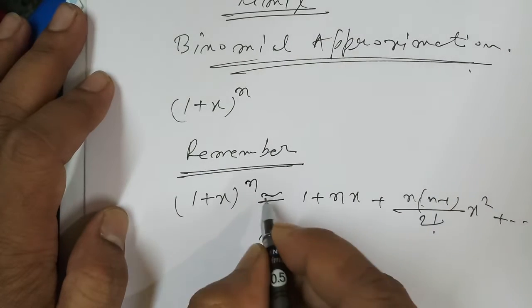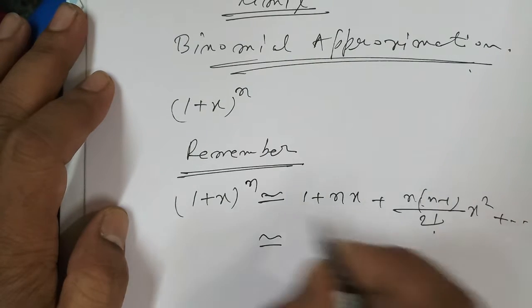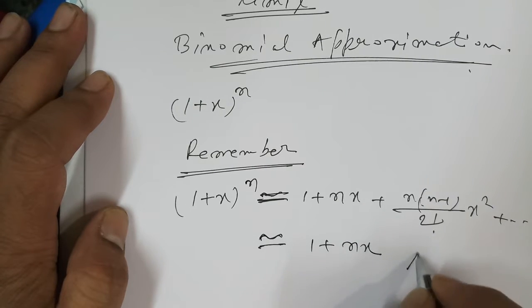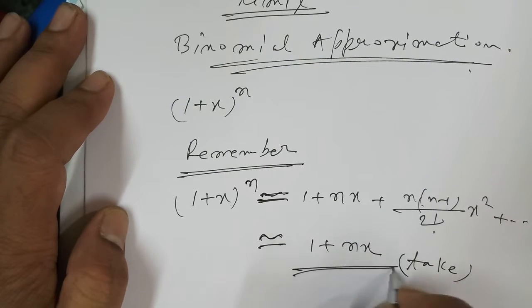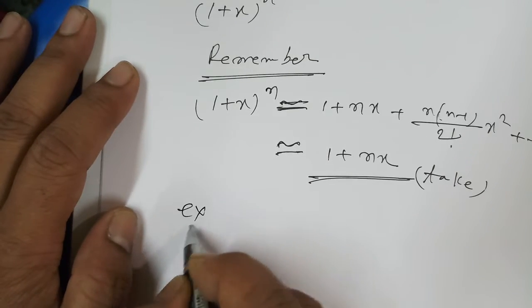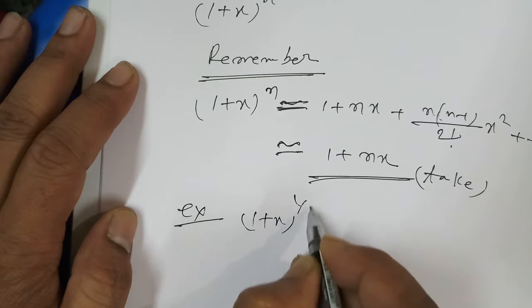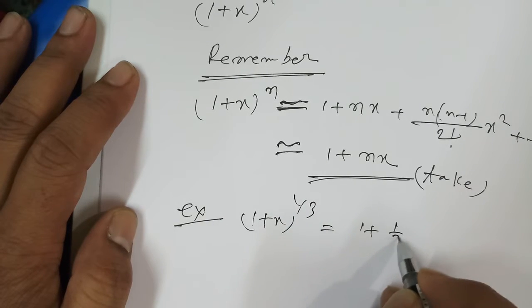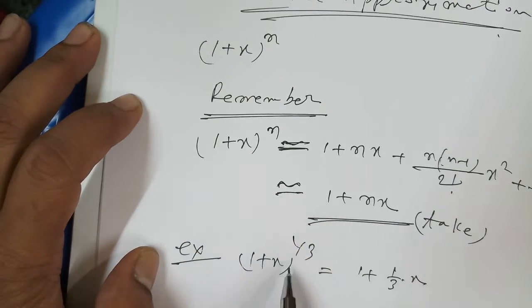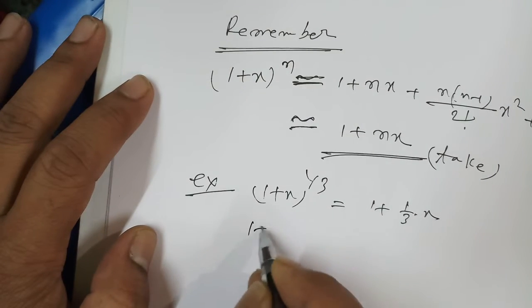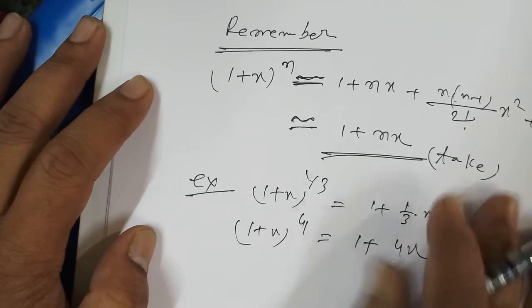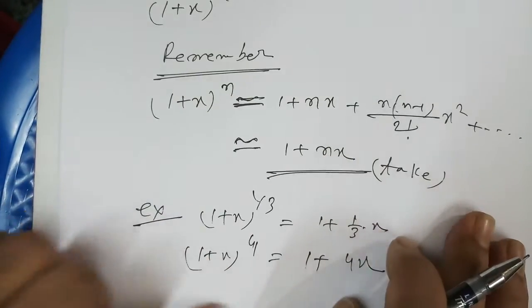And this is an approximation: up to infinity, you can say the approximation is 1 plus nx. You can take (1 plus x) power n as 1 plus nx. As for example, if you have (1 plus x) whole to the power 1 upon 3, then this is 1 plus (1/3)x, just multiplied according to nx. And (1 plus x) power 4 is also 1 plus 4x. So (1 plus x) to the power n is 1 plus nx; here, 1 plus 4x.